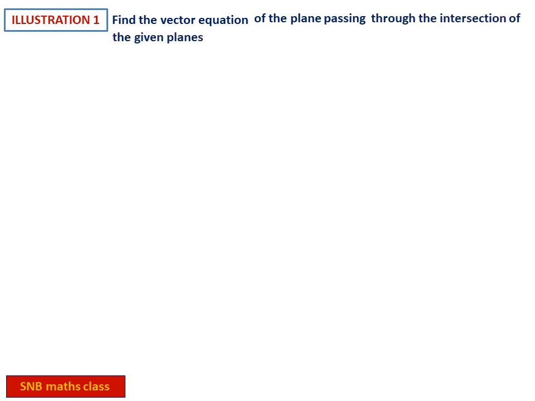Let us take one example. Find the vector equation of the plane passing through the intersection of the given planes. First one is r dot i plus j plus k equal to 6. Second one is r dot 2i plus 3j plus 4k equal to minus 5. And the point 1, 1, 1. So the condition here is given. That means we need one particular plane passing through the line of intersection.